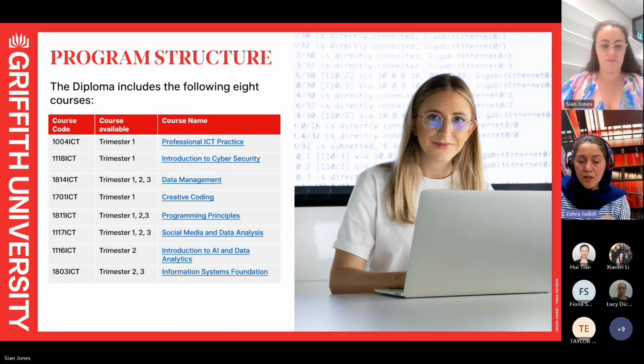So you will learn about cybersecurity, what the threats and cyber issues are with our information and with our data, and how we can manage this data. Also, for working with cybersecurity and in the AI area, you need to know about coding. So you will have 2 courses in coding, about creative coding and programming principles. You will learn about coding in these 2 courses, and also social media and data analytics. You will learn about big data and also introduction to AI and data analytics.